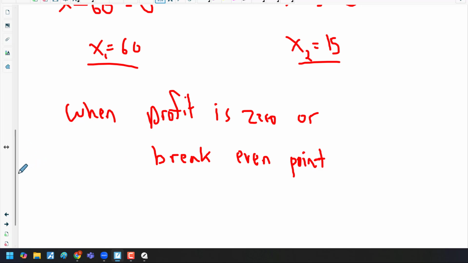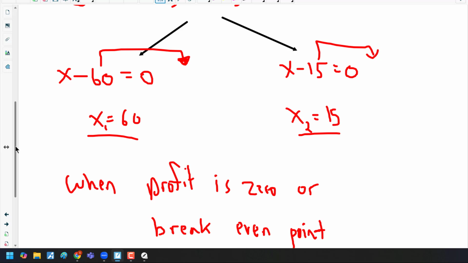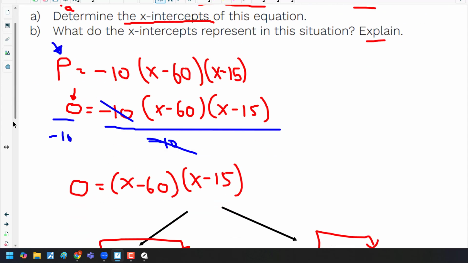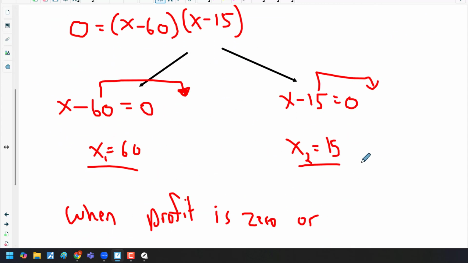It's your break-even point. So what exactly is it saying? Well, if X is 15 or 60, what does that mean? Well, X represents the price of the game. So if we are selling the game for $15, we're not going to make any profit. But also if we sell the game for $60, we're not going to make any profit. So that means for us to maximize our profit, it's probably going to be somewhere between $15 and $60.